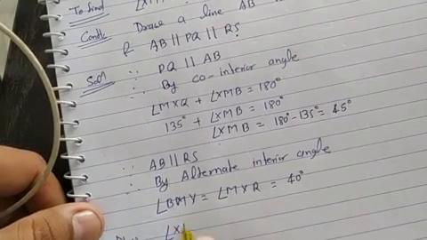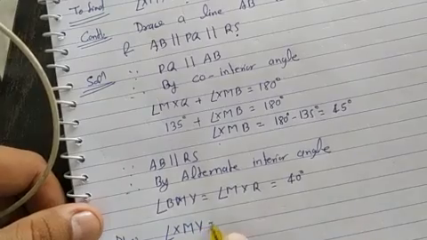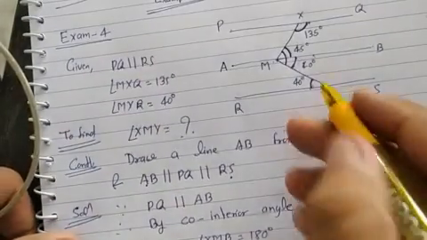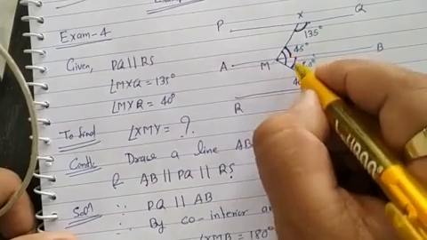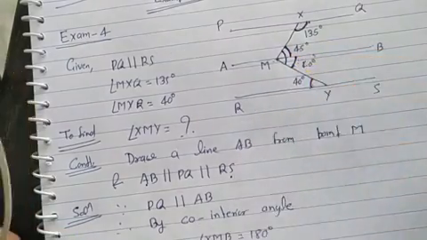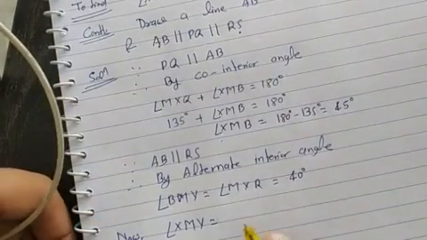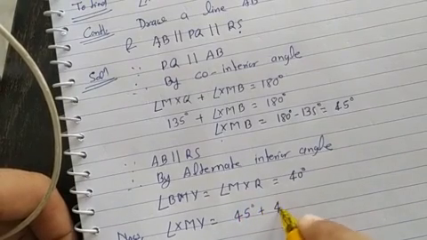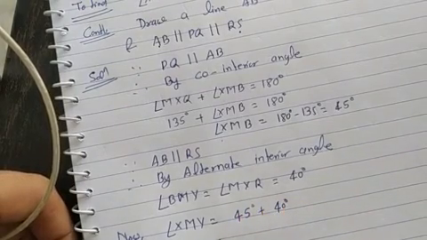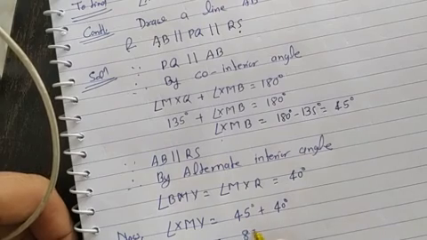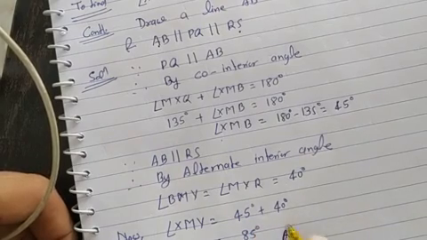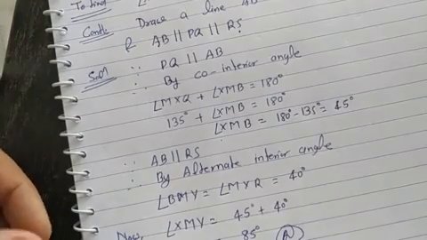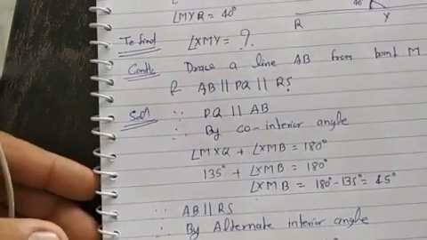Now angle XMY is equal to this angle plus this angle, meaning 45 degrees plus 40 degrees. The sum of 45 and 40 is what? 85 degrees. That's your answer. Okay, I think it is clear to you very properly.